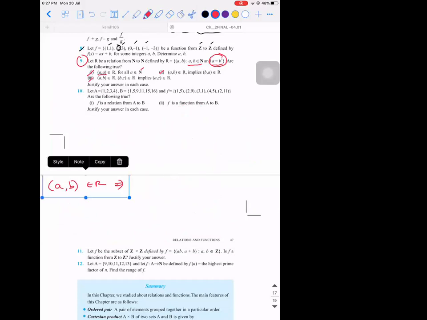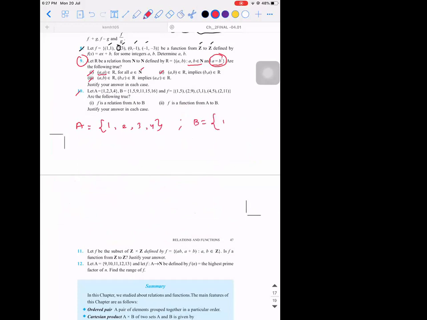So do the next one. The 10th one, they are trying to say A is equal to {1, 2, 3, 4}, B is equal to {1, 5, 9, 11, 15, 16}, and F is {(1, 5), (2, 9), (3, 1), (4, 5), (2, 11)}. Are the following true? F is a relation from A to B. Is it right? Yes, sir. Yes, it is. F is a relation from A to B.